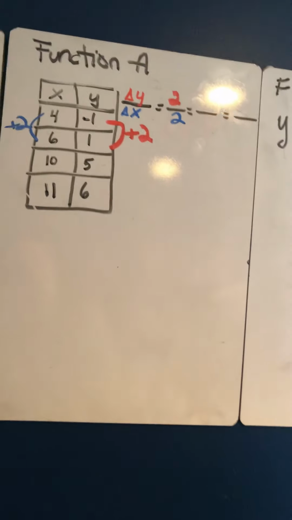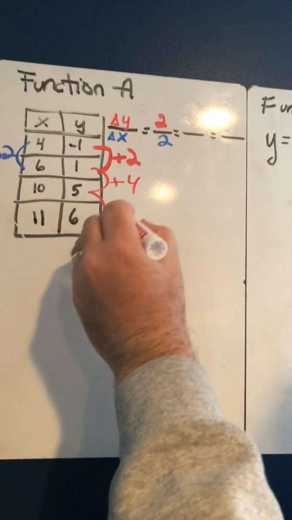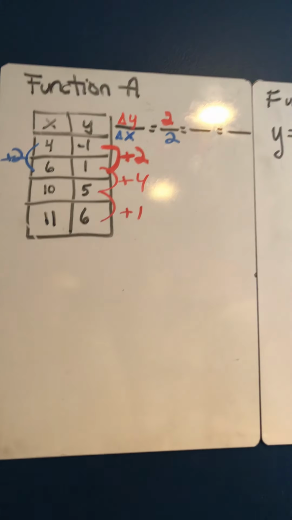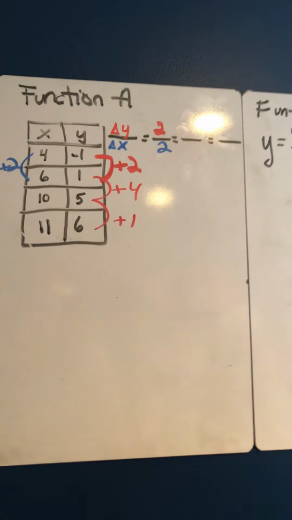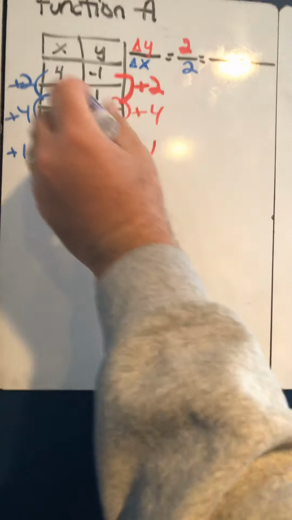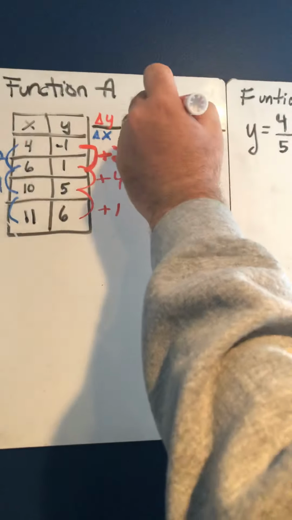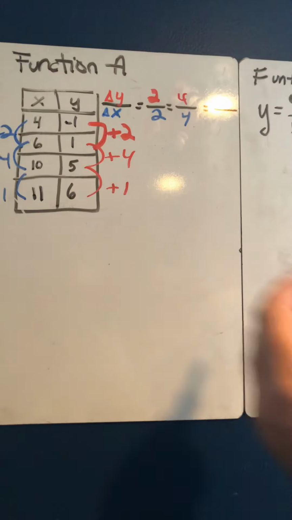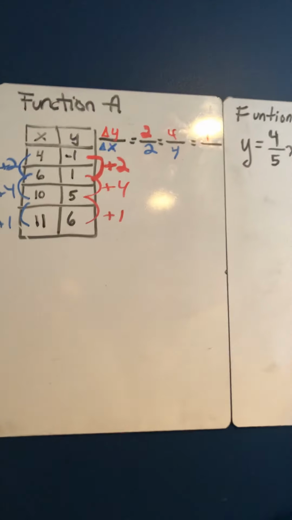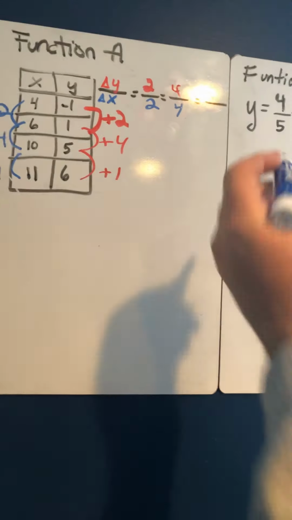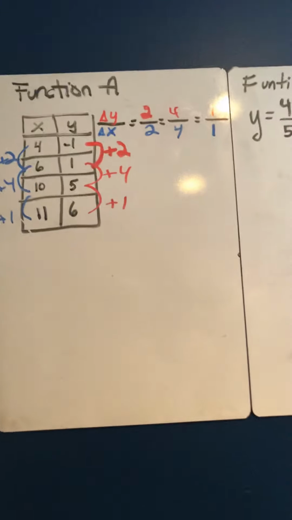changes as well. This change in y from 1 to 5 is plus 4, and this is plus 1. And I look at my change in x's. In this moment of time, the change is plus 4, and here it's plus 1. So when I fill in these ratios, at this moment it's 4 over 4 for my second interval. And my last one is 1 over 1. So I see all these different ratios, and I can see that all these ratios simplify to 1.